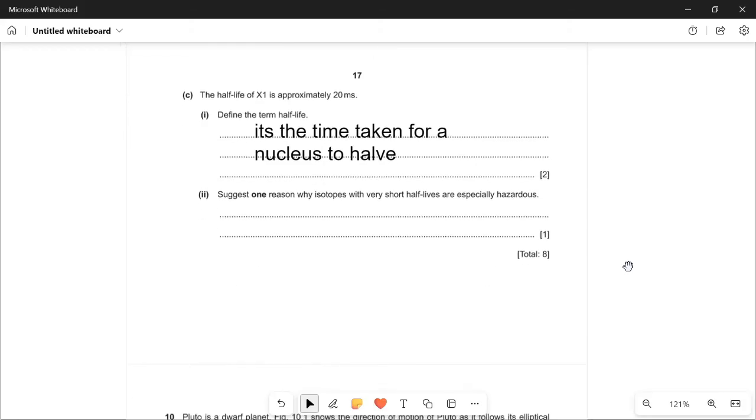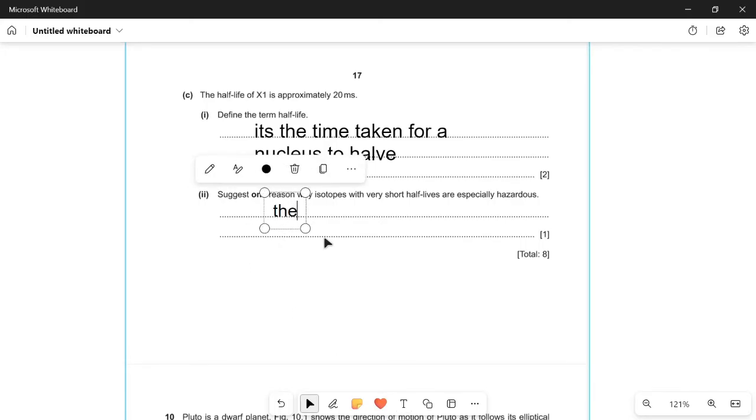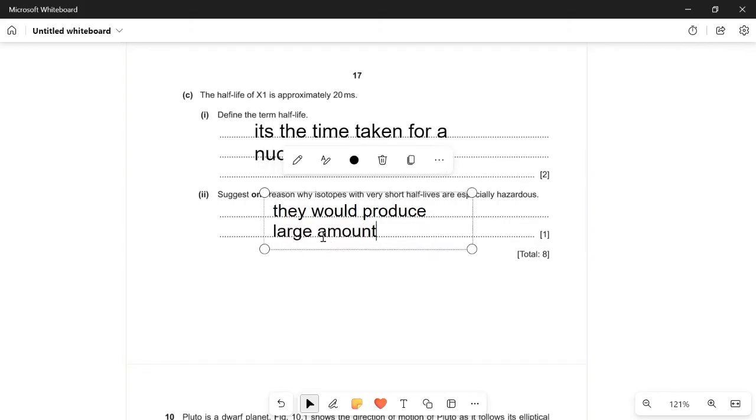Just one reason why isotopes with very short lives are especially hazardous: when they have very short half-lives, that means they would emit radioactive particles more quickly, so that could be dangerous. In a short time, they would produce a large amount of radioactive particles.